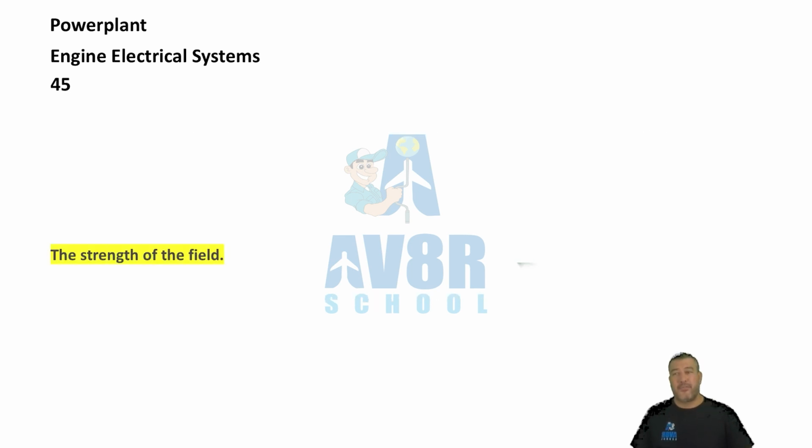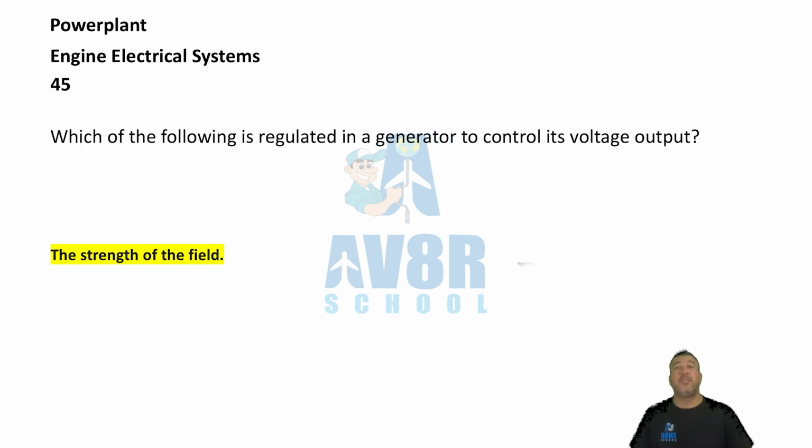Number 45. The strength of the field. Which of the following is regulated in a generator to control its voltage output? It's the strength of the field.